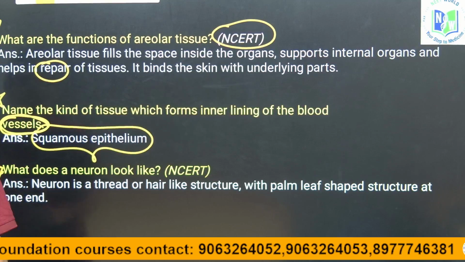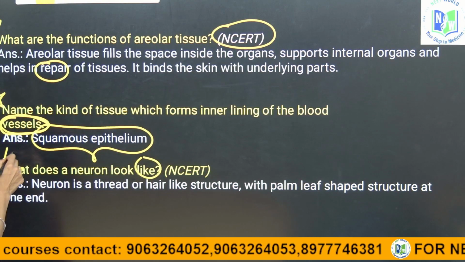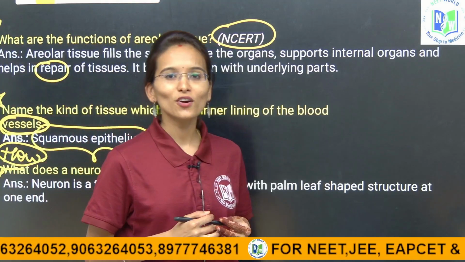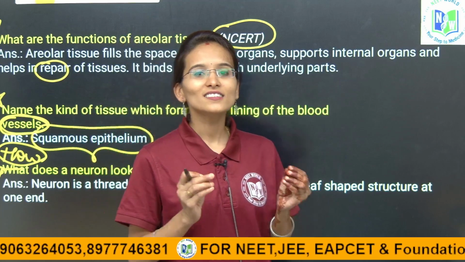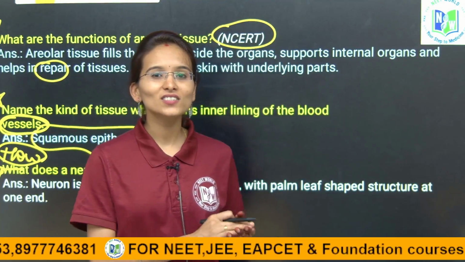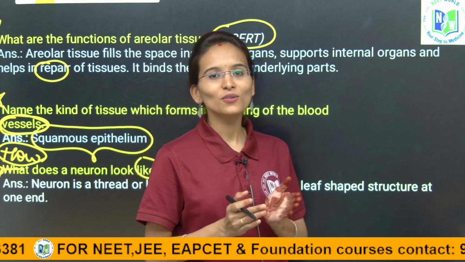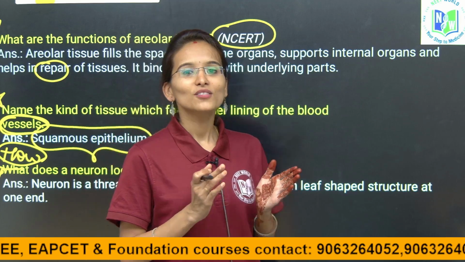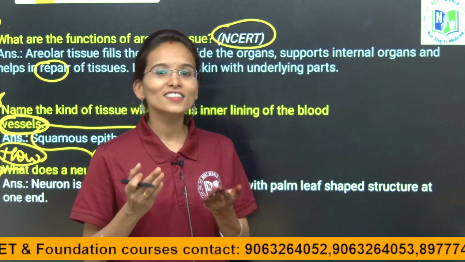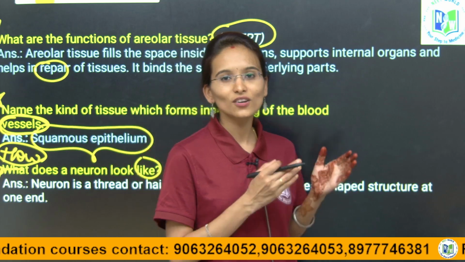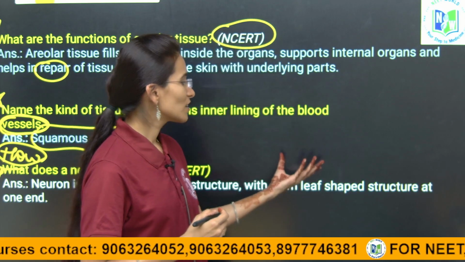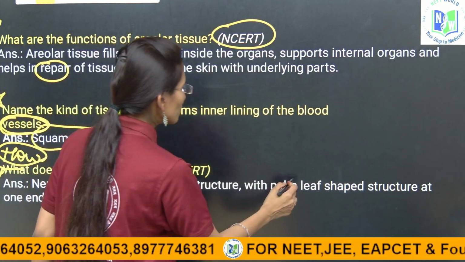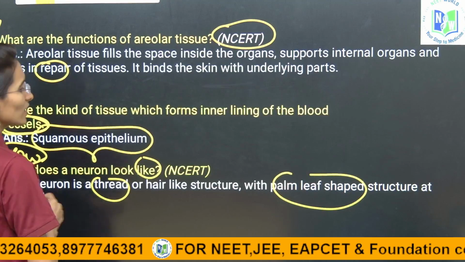And next, what does a neuron look like? How does a neuron look? See here, just now we have taken the example of a tree. It resembles the structure of a tree. How do we observe the branches, trunk and roots of a tree? In the same way, we have studied the similar structure of the neuron, which contains branching structures called dendrites, the trunk-like structure called the axon, and the root-like structures called the axon terminals. So the neuron looks like a thread-like or tree-like structure with a palm-leaf-shaped structure at one end.